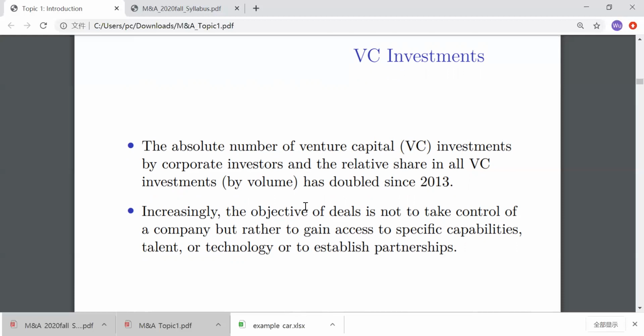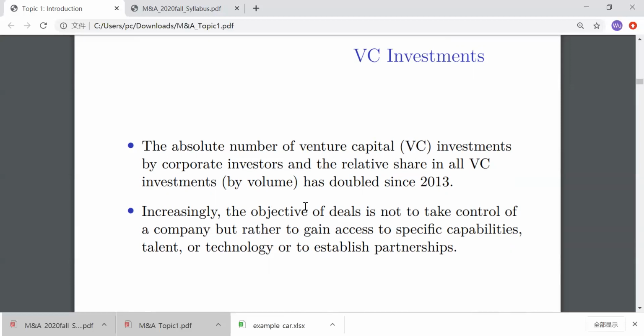And increasingly, the objective of the deals is not to take control of the company, but rather to gain access to specific technology or talents or establish partnerships. This has something to do with the industry convergence trend that I've been talking about. For example, when a health company wants to obtain new technology in the high-tech industry, they don't have to buy the high-tech company, which is more costly. They can just invest in a high-tech startup in order to have access to the technology the startup company has.